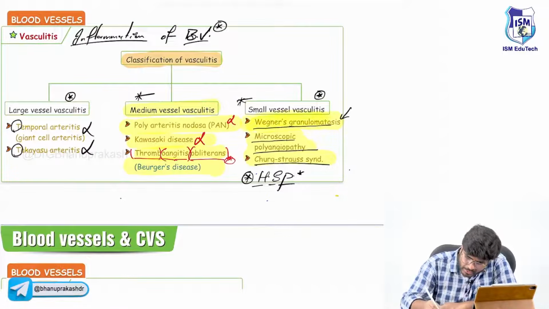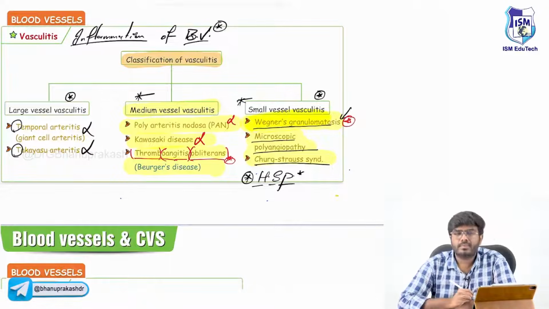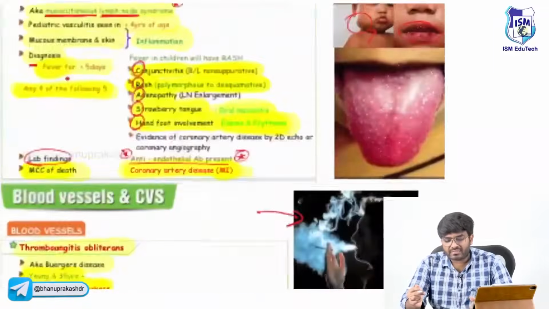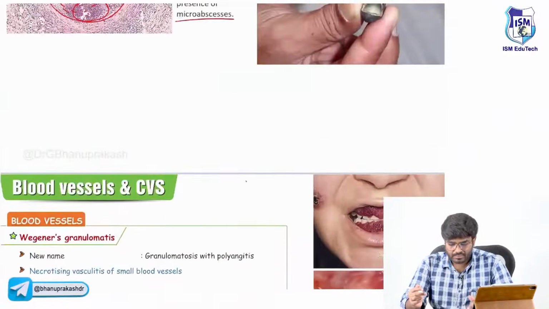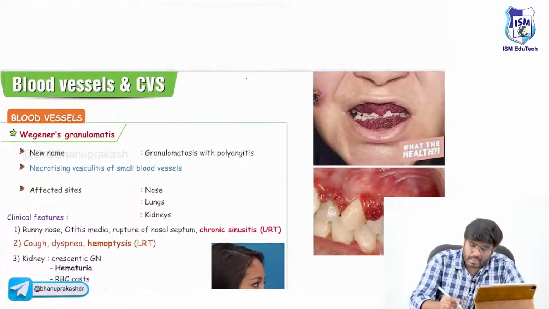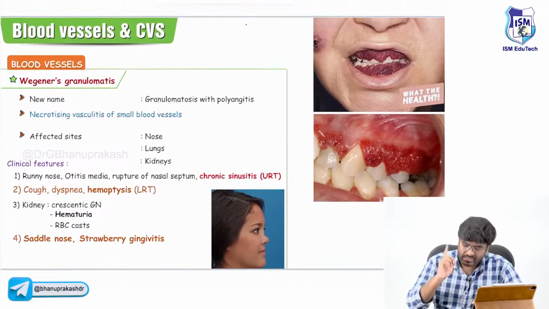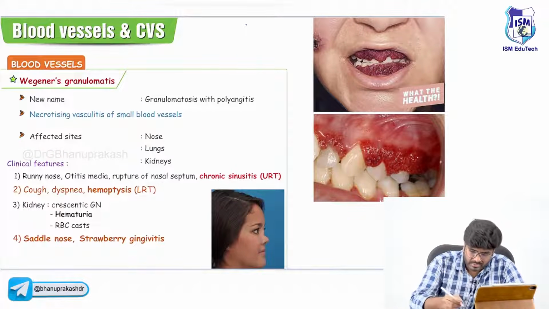Okay, Wegener's granulomatosis. Now, I have asked you to remember Wegener's granulomatosis as Wegener's. Why Wegener's? C-ANCA positivity is seen, in 75% of the cases. Remember that. We will discuss that later.